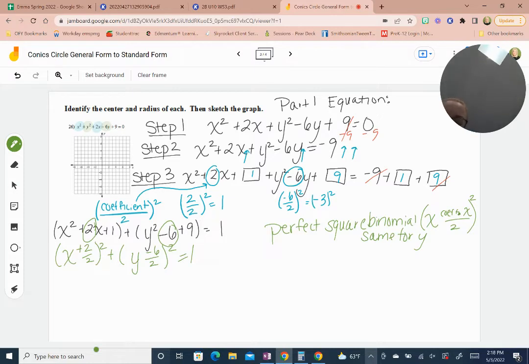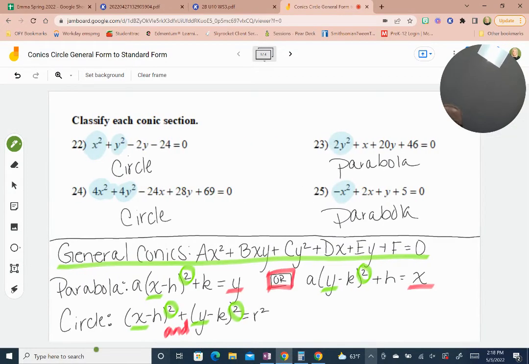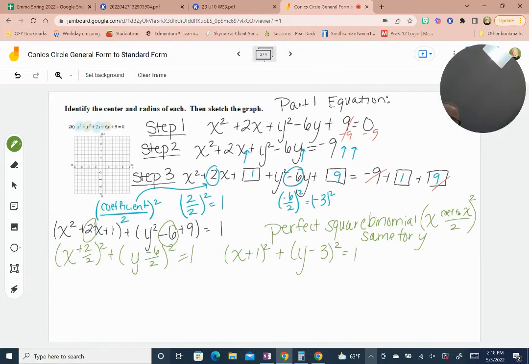Now we just simplify. 2 divided by 2 is 1, so it's x plus 1 squared plus y minus 3 squared is equal to 1. So remember, if we go back right here, our standard form for our circle is x minus h squared plus y minus k squared equals r squared. So I'm going to write that down one more time.